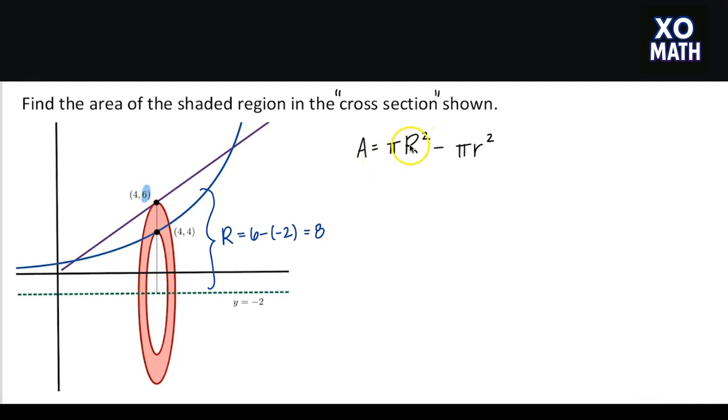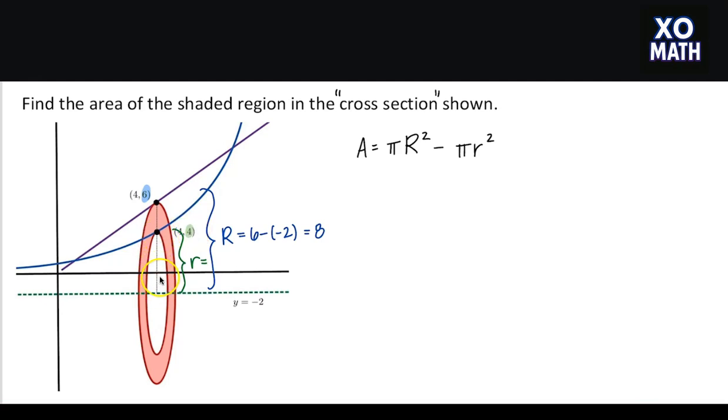That's going to be my capital R. That's my bigger radius. And then I'm going to need to subtract that little radius value. So the little radius value is going to be this distance here. That's going to be little r. So little r, well, let's look at the y value there. The y value at this point right here is 4. So this distance from the x-axis to this point is 4 units.